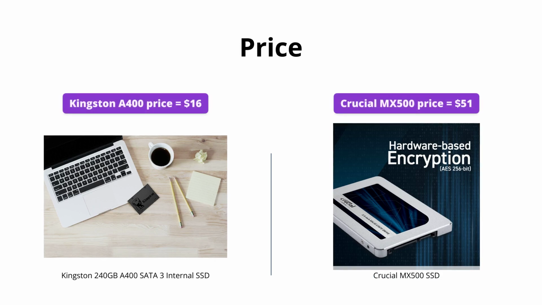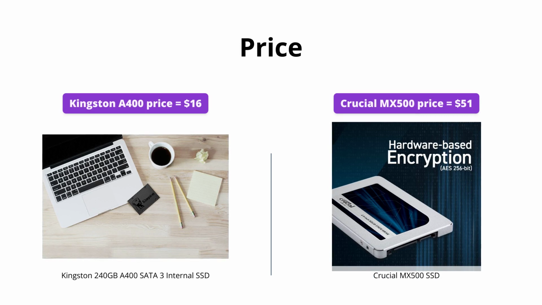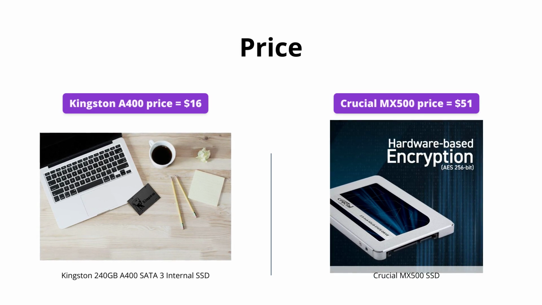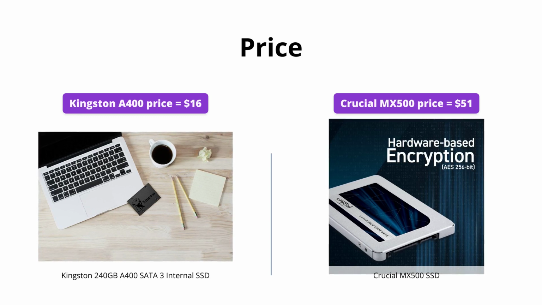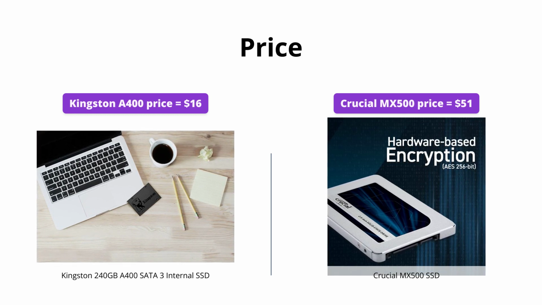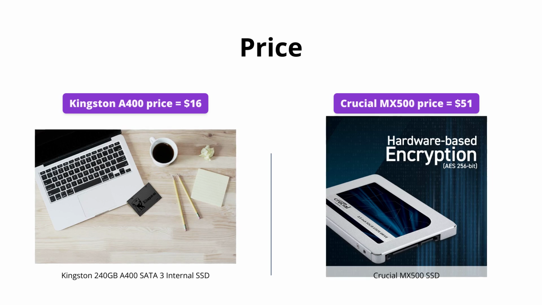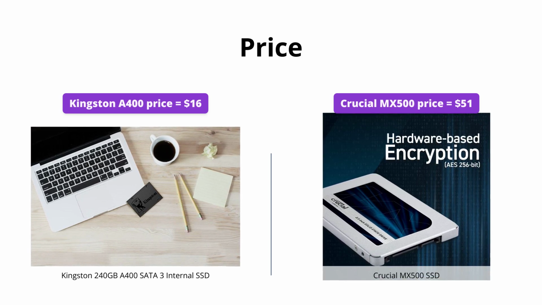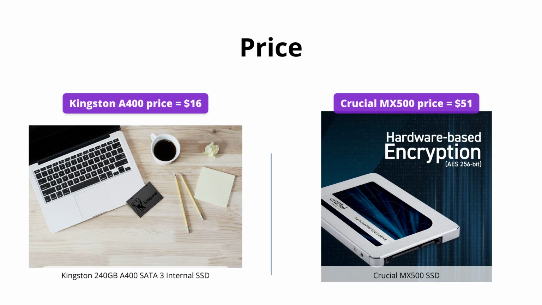Price is one of the most crucial factors to consider when purchasing any tech product. While Kingston A400 is cheaper than Crucial MX500, it misses out on advanced features like data encryption, power loss immunity, and improved overall performance. So for a little extra investment, Crucial MX500 provides better value for money, which makes it a more long-term investment.